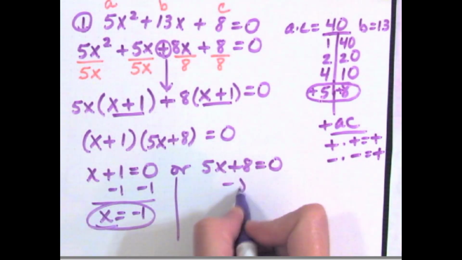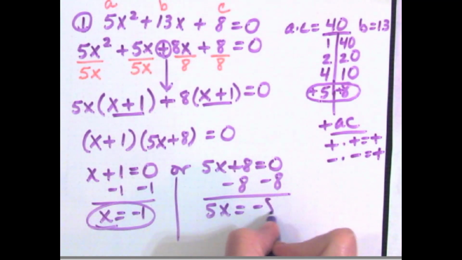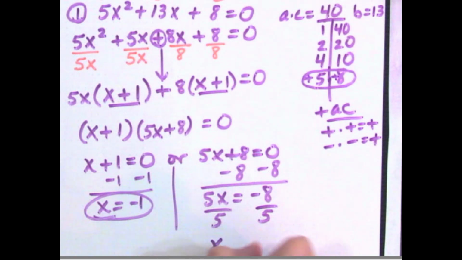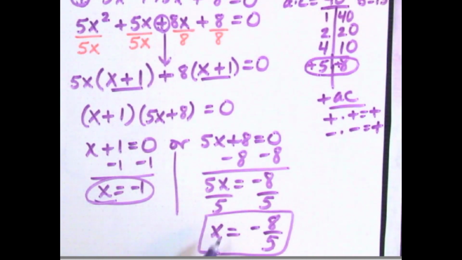And over here on the right, we'll take away 8. That'll be 5x equals negative 8. And then we'll divide both sides by 5. And our answer is negative 8/5. Okay, so both of these answers are correct.